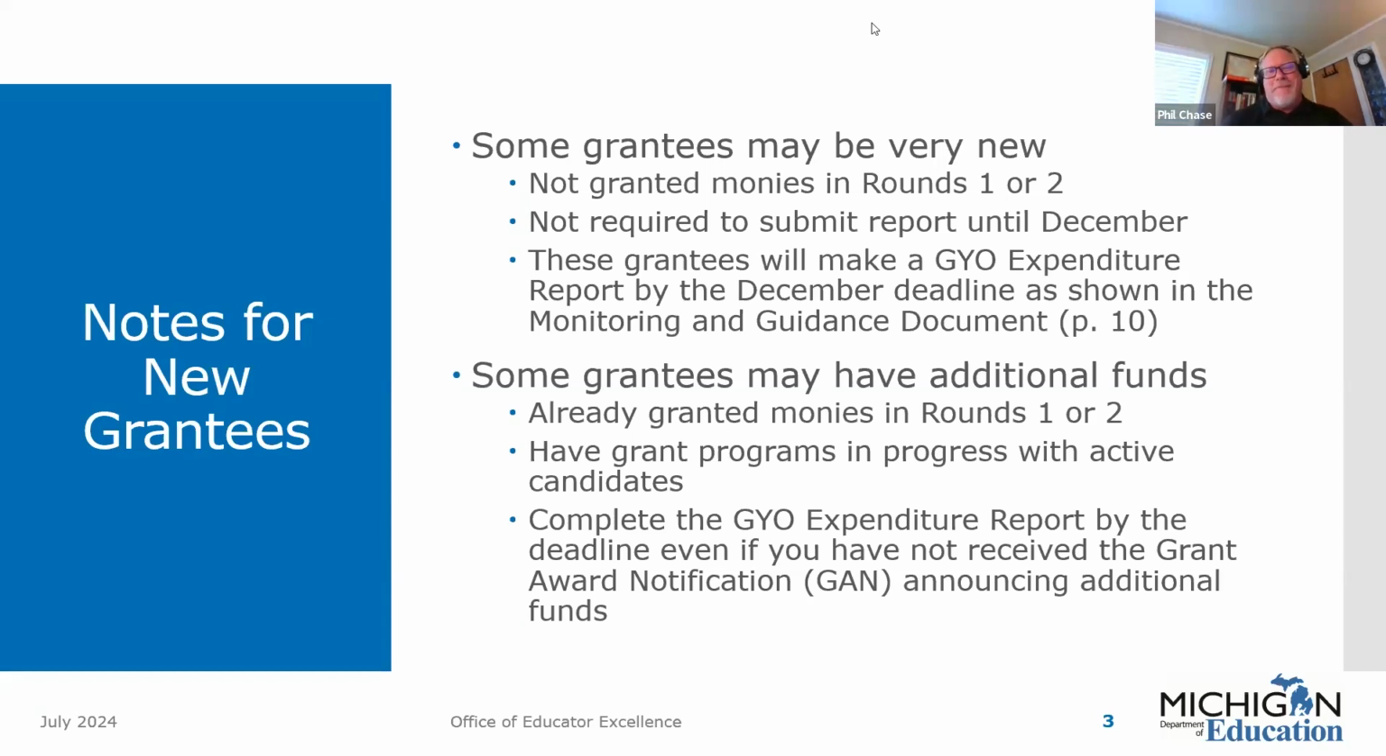We have some grantees who are going to be brand new. That is, they did not get monies in round 1 or 2. They were not required to submit any reports in 2023 because they've only just made an application and they're not going to even be awarded until the end of July. If they're watching this video, just know that your group will not be required to make a GYO expenditure report until the end of December this year. We're going to give you more information in your orientation materials to help you understand that.